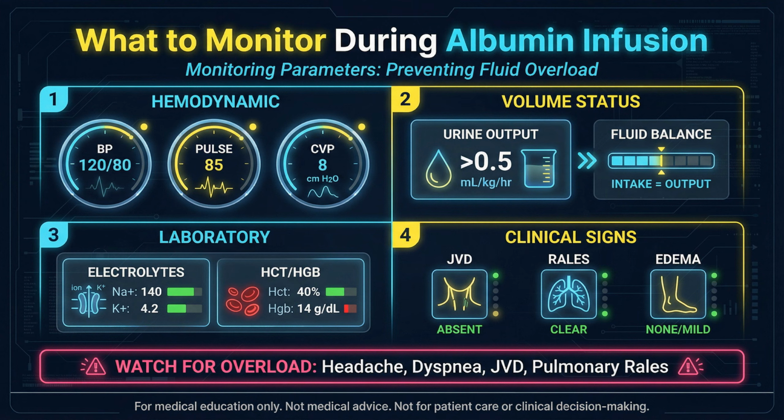Keep a close eye on the patient's hemodynamic status, including blood pressure and pulse. Track their volume status through urine output and watch for clinical signs of fluid overload, such as jugular venous distension, new rales on lung exam, or worsening edema. Be vigilant for headache and dyspnea, which can be early signs of hypervolemia.